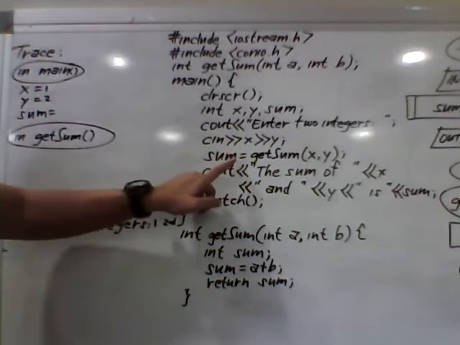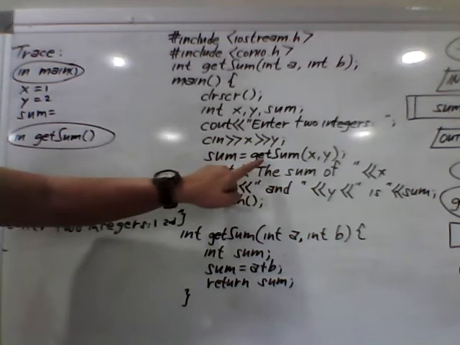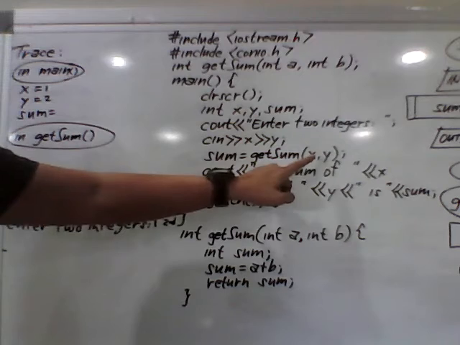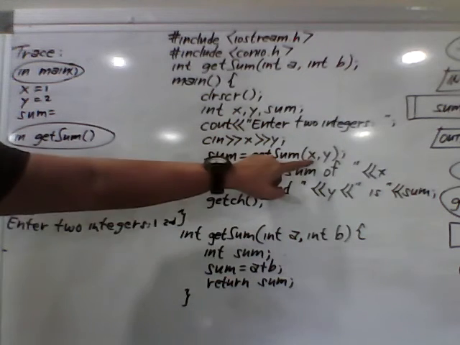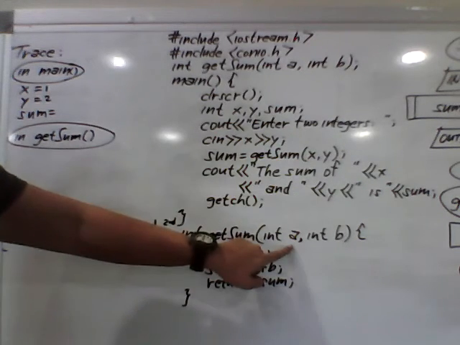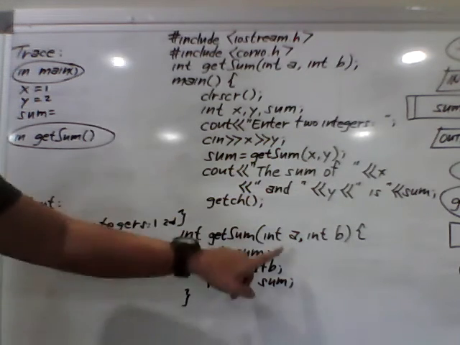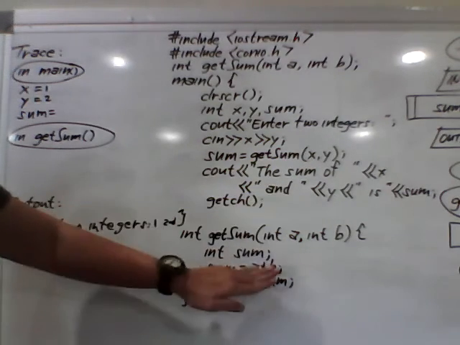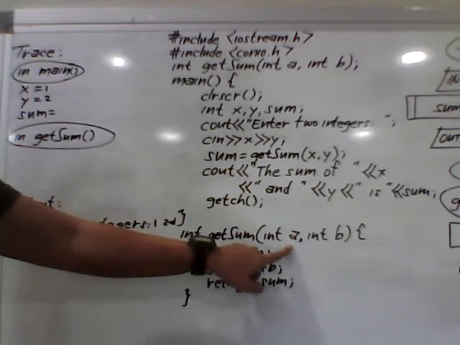This is an assignment statement. The right part is a function call. So that means that execution goes to the function. And what happens also is that the values of x and y are copied into the parameters. These are called arguments. These are called parameters. So we have values 1 and 2 for x and y. Therefore, when this is called, our parameters a and b will also get the values 1 and 2.